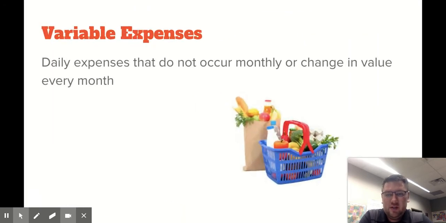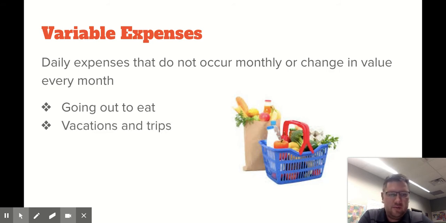Variable expenses. These are daily things that do not occur monthly or change in value month to month. Okay, so sometimes things may occur every 3 months, it's variable. Sometimes things may occur every month, but it changes how much it costs you. That's variable too. So going out to eat, sometimes you go out to eat once a month. During the pandemic, people didn't go out to eat very much at the start. But now maybe people are going out to eat a couple times every weekend, okay? It costs them more that way then. Vacations and trips. I don't go on a vacation every month, but when I do, it adds up quick. So that's a variable expense there.